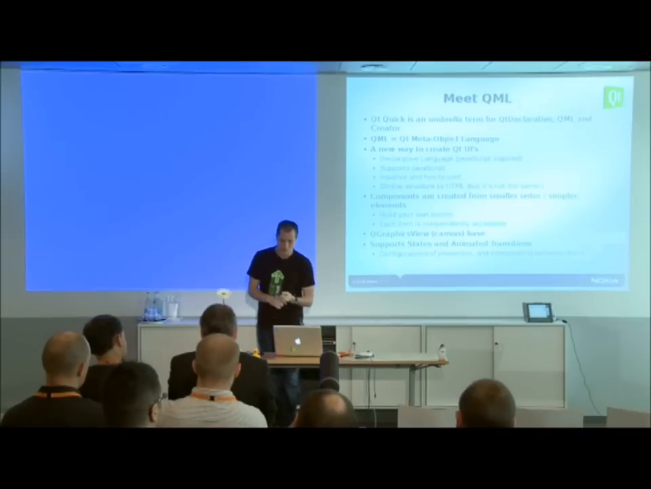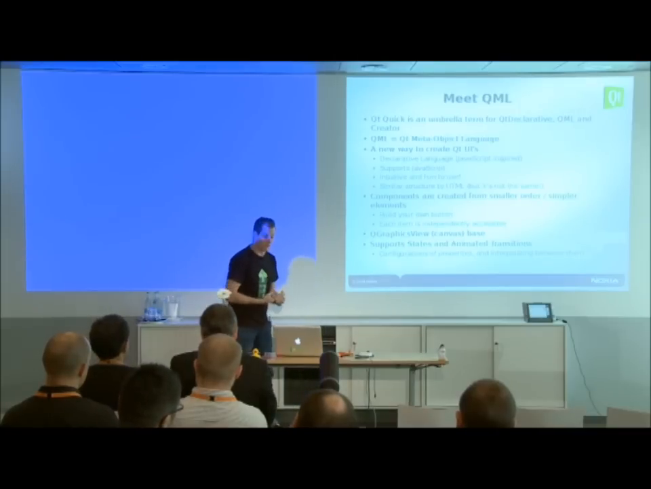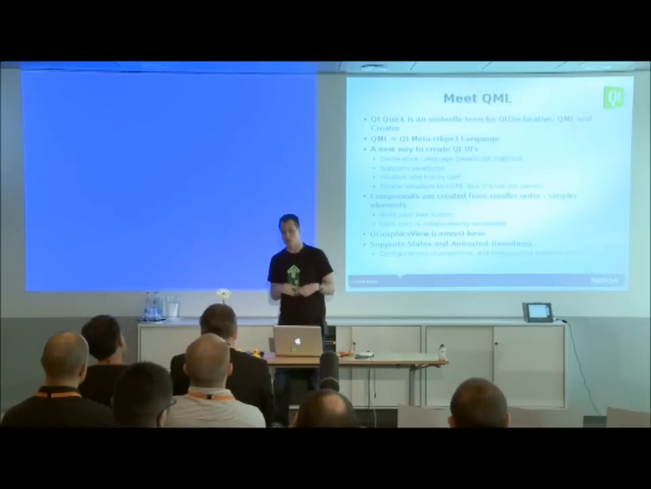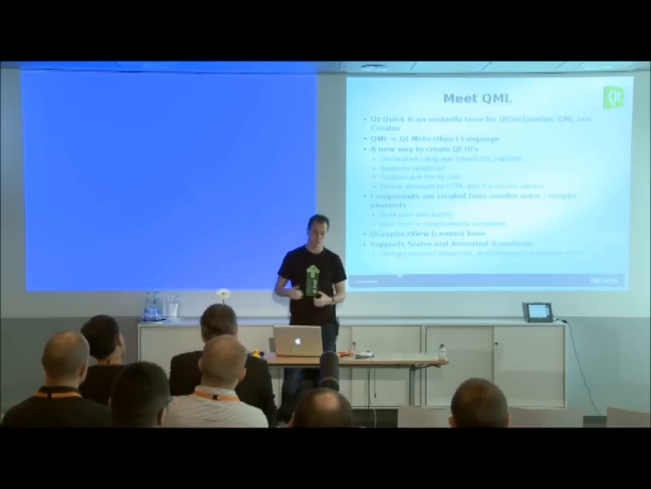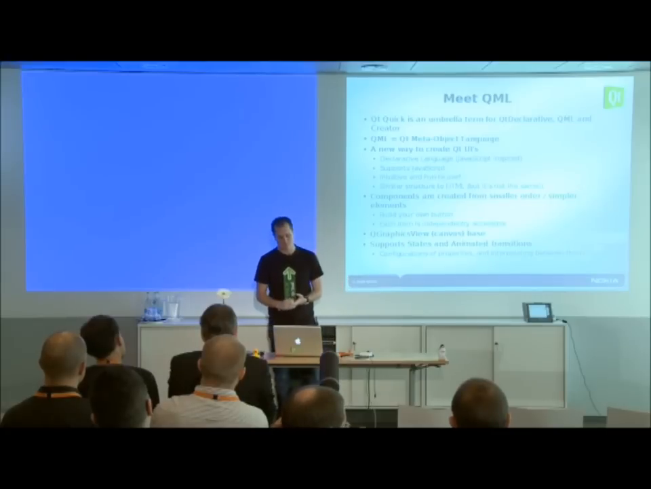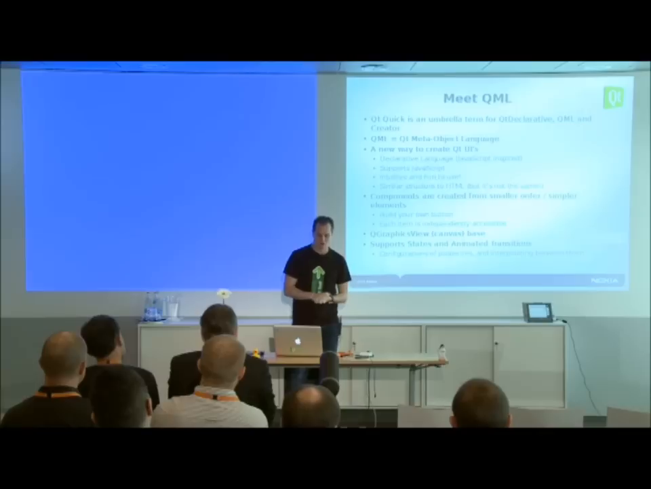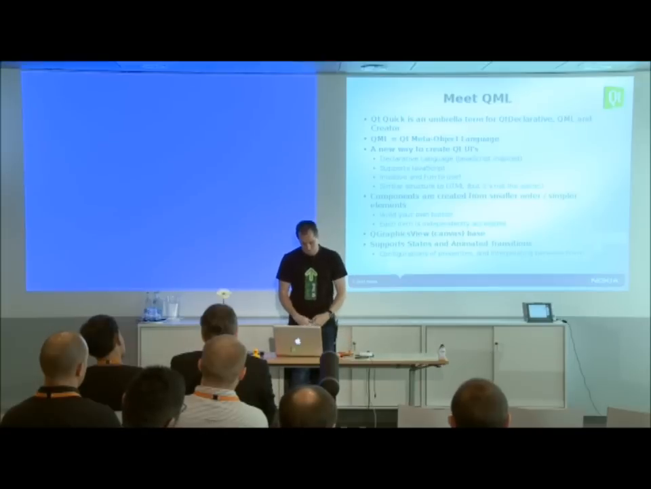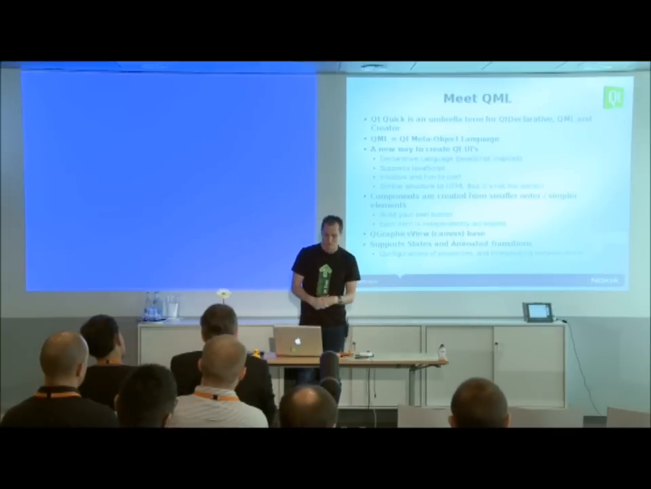For now, the canvas in QML is QGraphicsView. So you can do fancy animation. You can also reuse the code that you have on graphics view, and then you can bring it to QML. We support states and animated transitions. So you can define states on the UI, like for instance, portrait and landscape. And you can decide how the transition will happen from portrait to landscape. You can configure, as I said, the interpolation between the properties and everything.